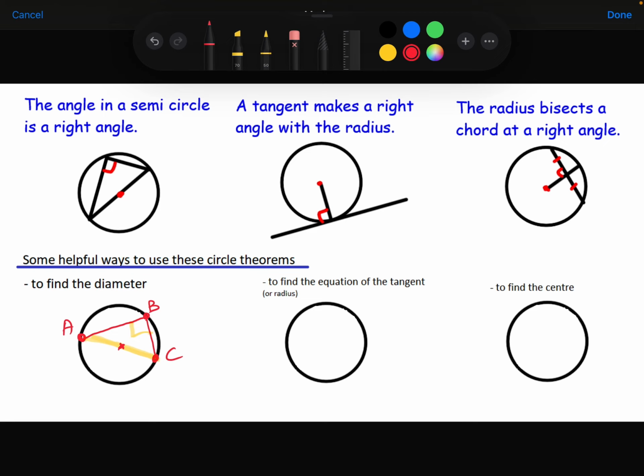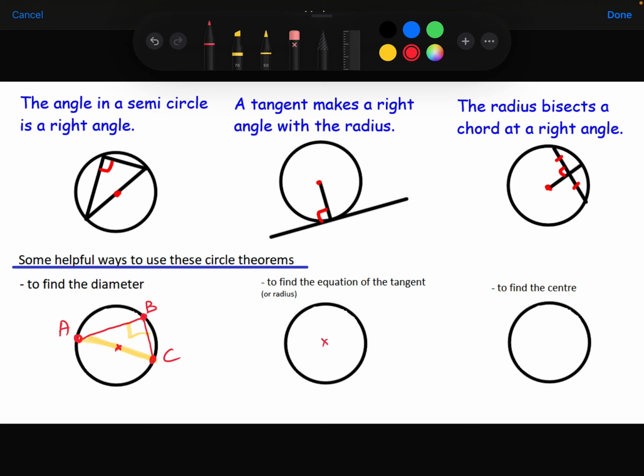A tangent makes a right angle with the radius. Well, that's particularly useful because if we can work out the centre of the circle, I can then work out the tangent at any point on the outside of the circle. Let's say I know this point here. Then I can work out the gradient of the radius there, and then the gradient of the tangent will be the negative reciprocal. And then I can do y equals mx plus c to work out that equation.